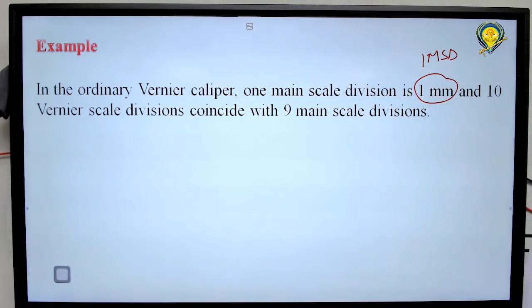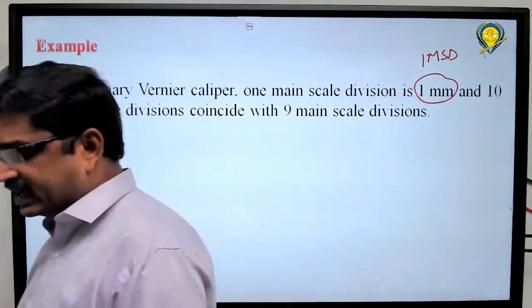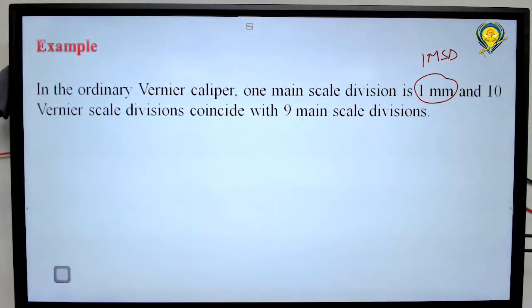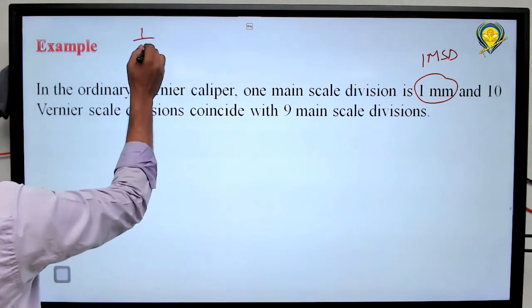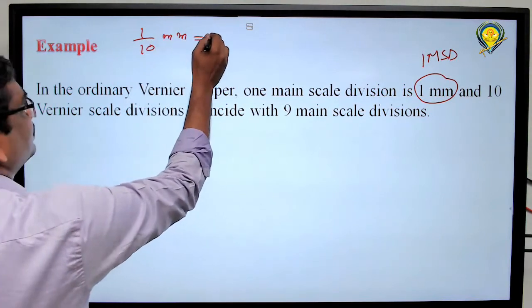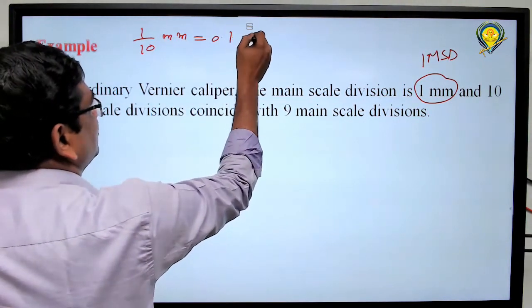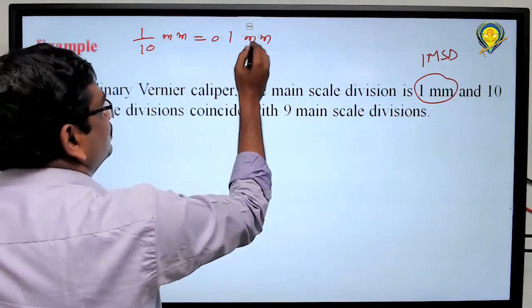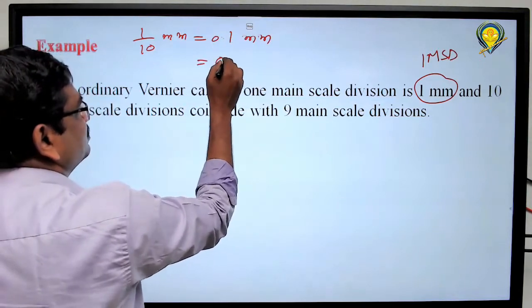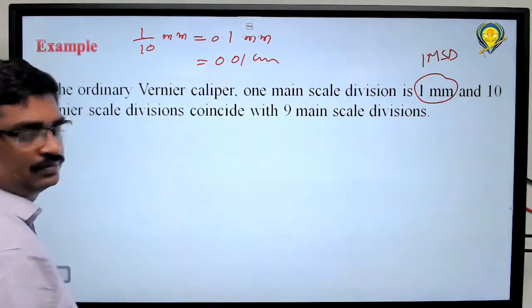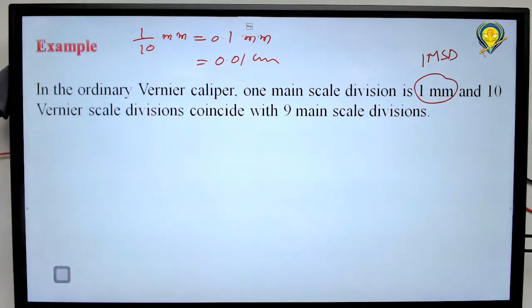Now, what is the least count? What is the value of least count? Can you calculate least count? So 1 by 10, in terms of millimeter or centimeter? Millimeter. So 1 by 10 millimeter, or this can be written as 0.1 millimeter. 1 by 10 is nothing but 0.1. Now can you write this one in terms of centimeter? 0.01 centimeter. So the accuracy is up to 2 digits after the decimal point, the second digit is the accuracy.